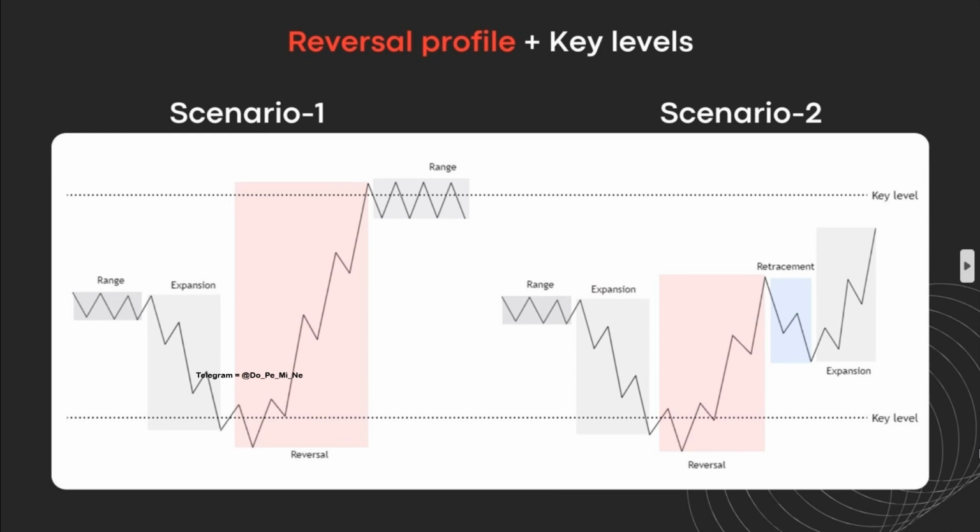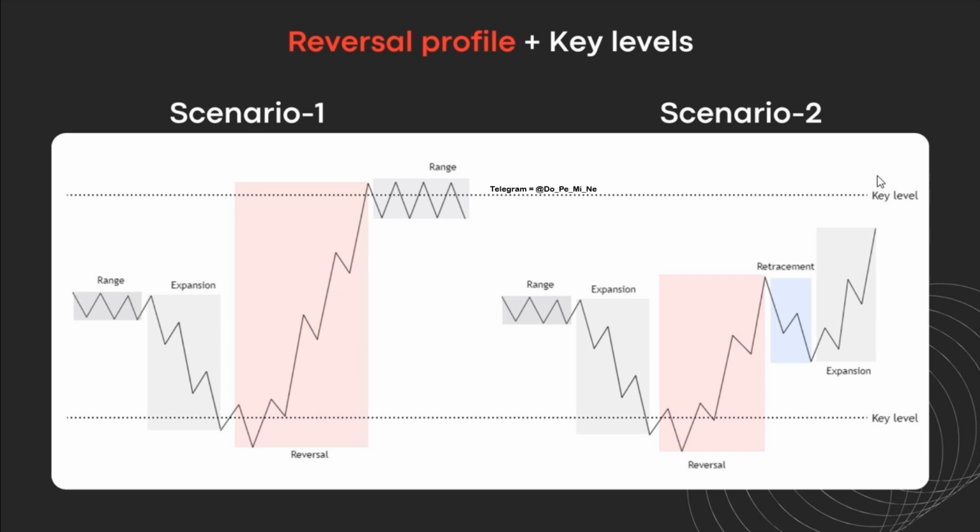Now let's move on to another combination of market profiles and key levels, and that is the combination of reversal profiles and key levels, right? In this case we've got two key levels right here, one above and one below. First of all you can see that we were inside of our range, and then we had an expansion profile, and that expansion profile tested a key level. So we're going to expect and anticipate a reversal profile straight away.